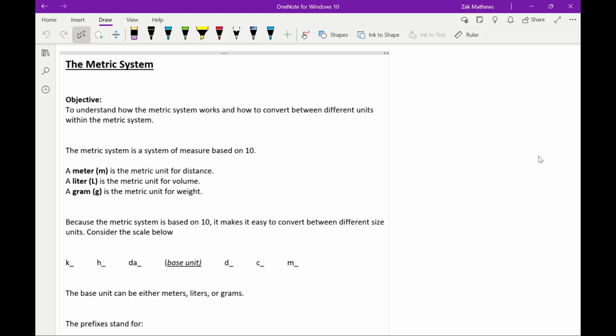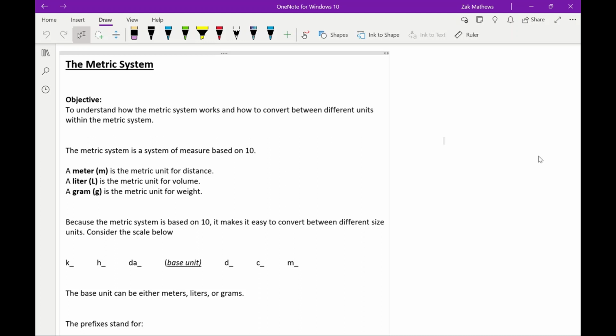Next, we're going to look at the metric system. The metric system is another form of measurement. It gives us another system to work with to measure things. Our objective in this video is to understand how the metric system works and how to convert between different units of measure within the metric system.